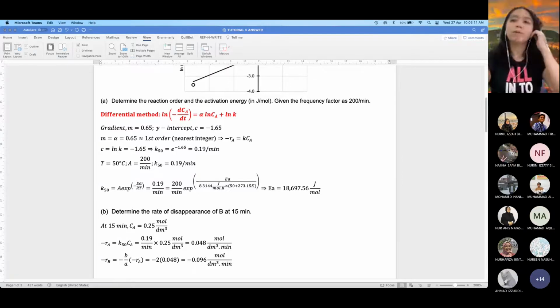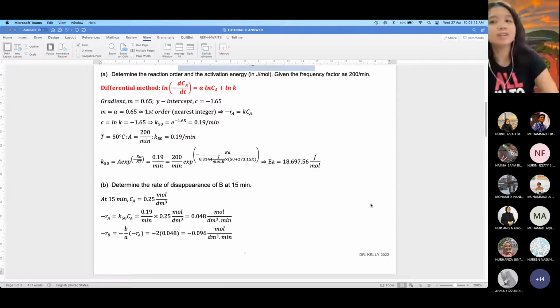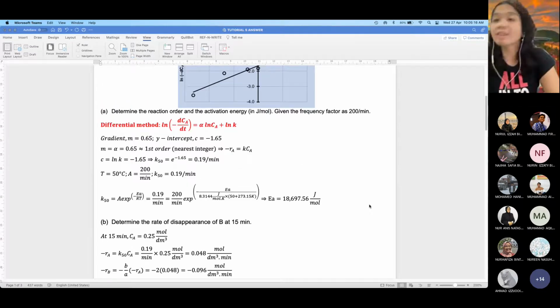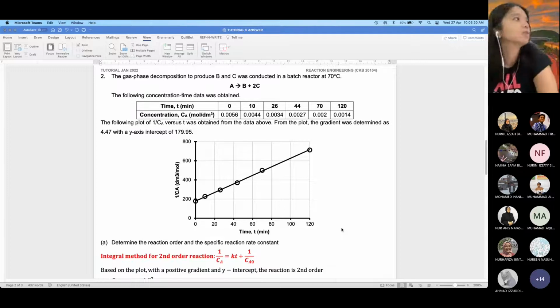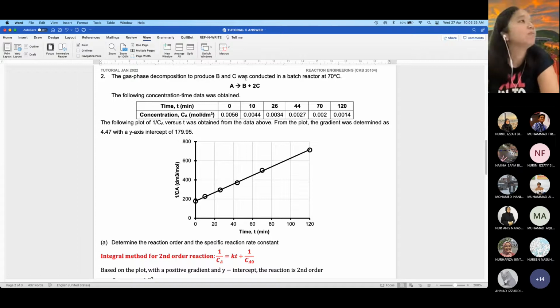Okay, all right. So we are back. So we'll go to the next question, question number 2. So question number 1 is basically using differential method. So let's go to question number 2. The question number 2: the gas phase decomposition to produce B and C was conducted in a batch reactor at 70 Celsius.